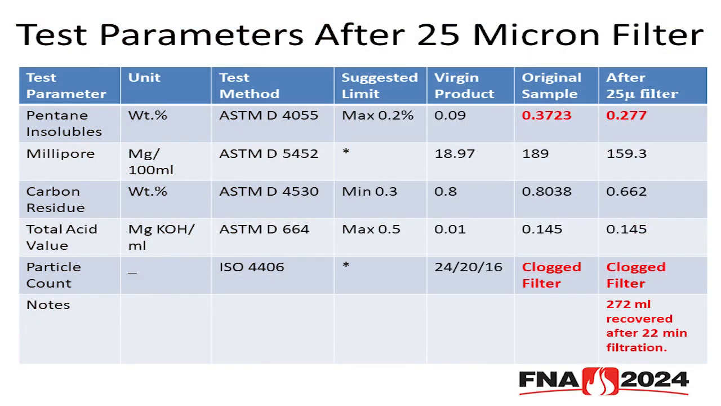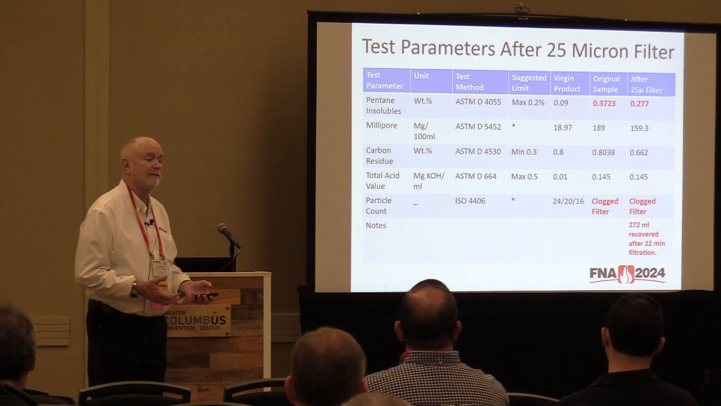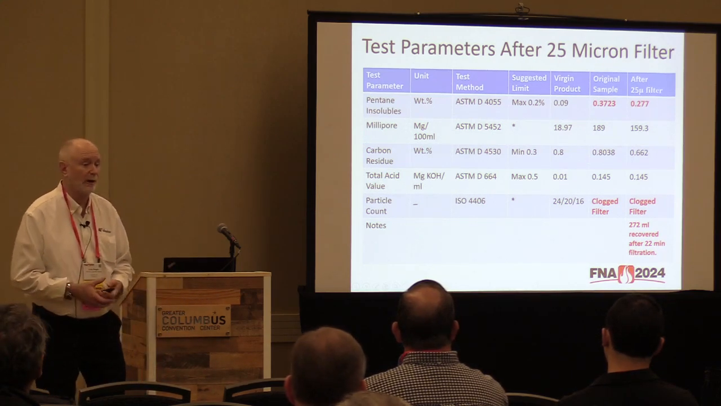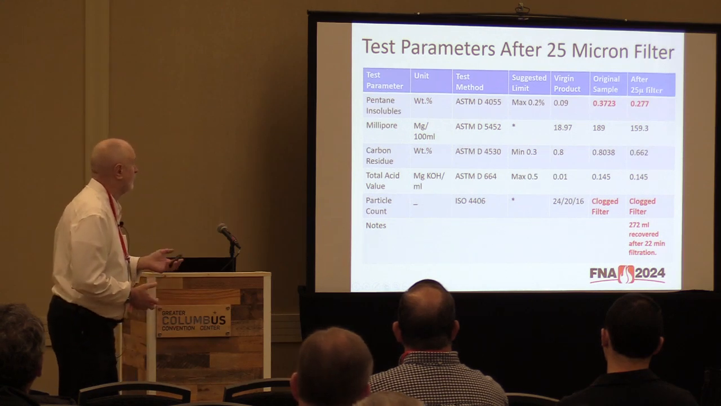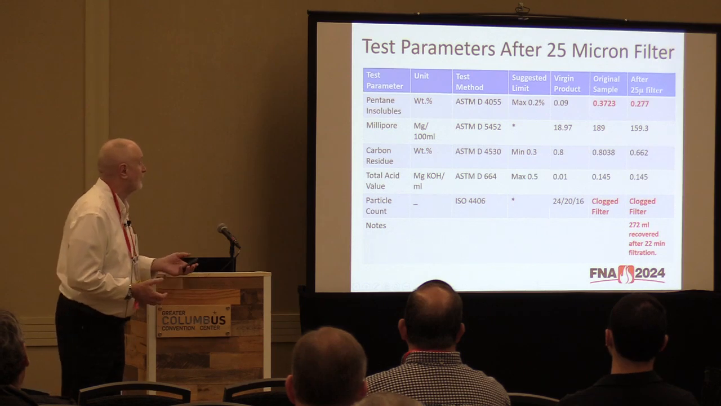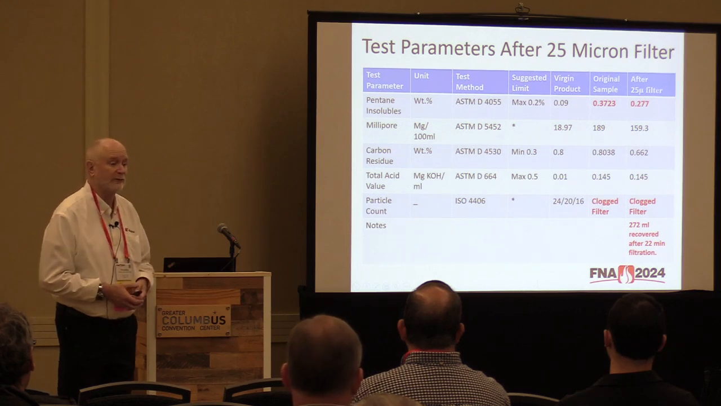Now after a 25 micron filter, you'll notice that we had a significant decrease in the pentane insolubles. But again, still not low enough to reach a level where we wouldn't expect to have any problems. The millipore did decrease, which we would expect. We saw a reduction in carbon residue for the same reasons that we did after the 75 micron filter. Again, no change in acid value, and particle count, the oil was still too dirty.